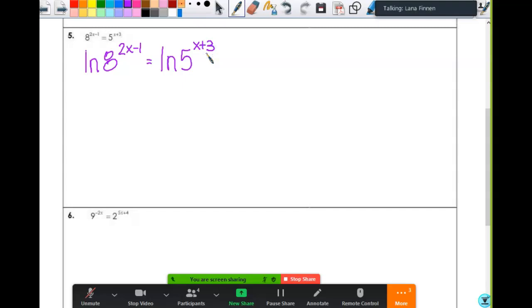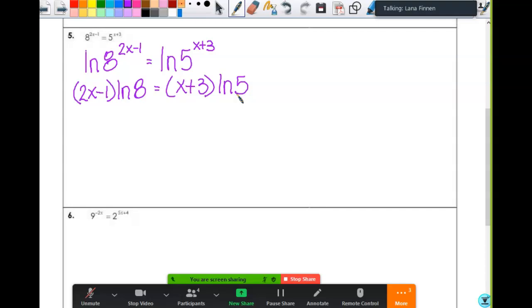Oh, and I just realized those of you on Zoom, you may not even be able to read these little blobs. Sorry. You can probably figure it out after I do the next step. All right, so I'm going to bring the exponents out front. So I get 2x minus 1 times the natural log of 8 equals x plus 3 times the natural log of 5.